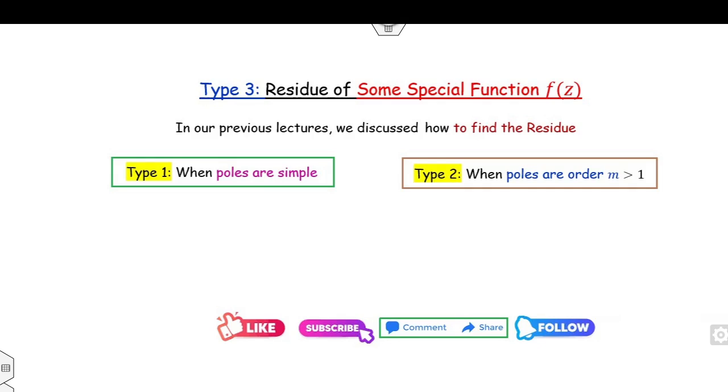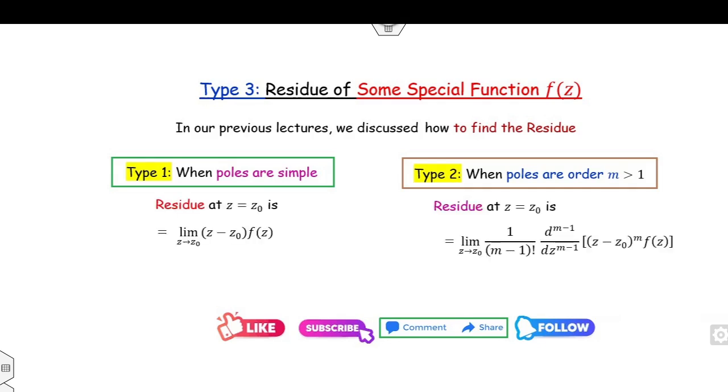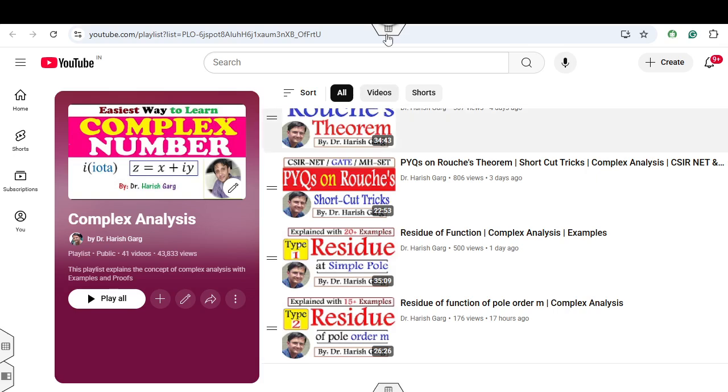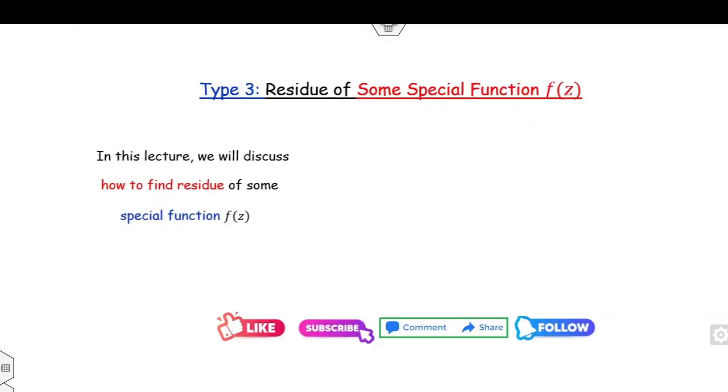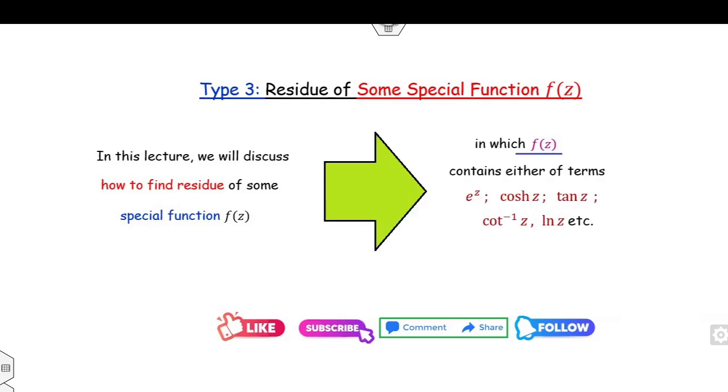Now, as I mentioned, we have discussed the two different types: when the poles are simple and when the poles are of order greater than 1. Then we can use the residue formulas. For more detail, you can watch my two previous lectures. Now, in this lecture, we will find how you can find the residue of some special functions. What is the meaning of special functions? That means whenever you have terms involving exponential, cosine, tan, cot inverse and so on.